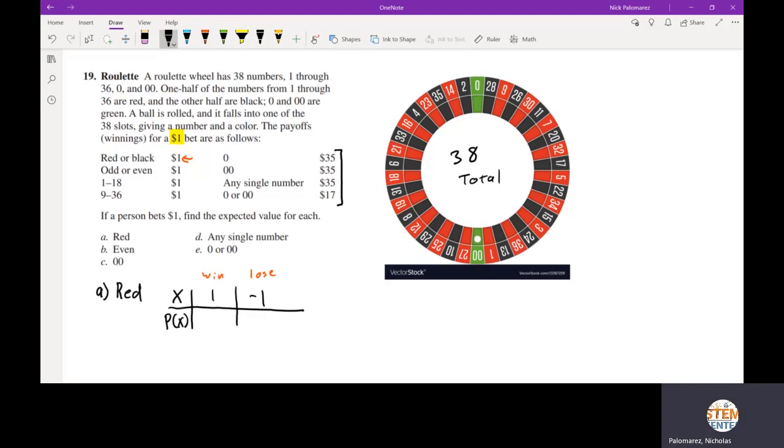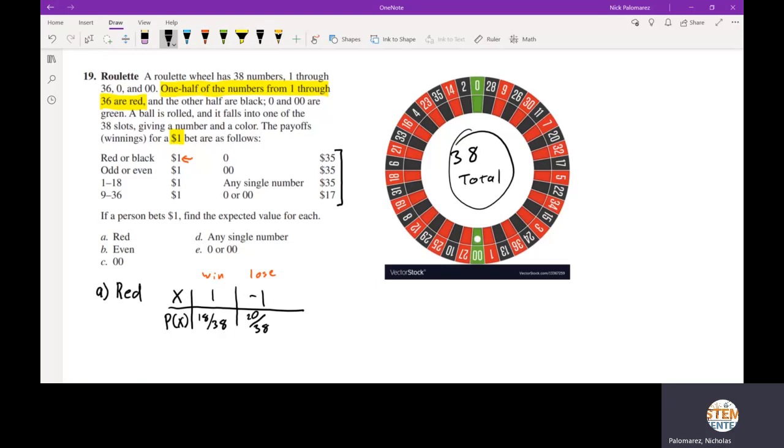So then what's the probability that we win here? Well, how many red slots are there? It says here half of the numbers from 1 through 36 are red, which means there are 18 reds. So the probability of winning, of landing on red, is 18 out of not 36, but remember there are 38 total spots. So it's 18 out of 38. That means the other slots are going to be losers for us, and that's going to be 20, because 38 minus 18 gives us 20.